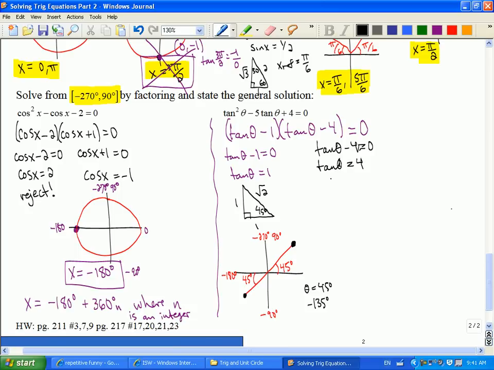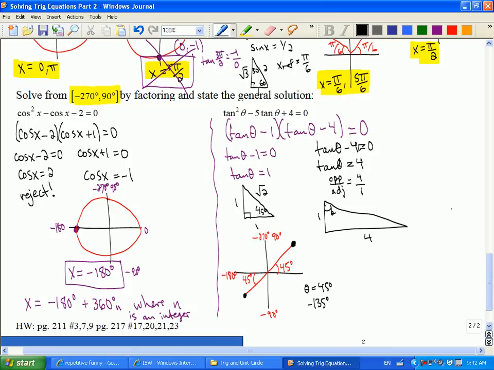So tangent is opposite over adjacent, right? Is it possible that you're looking at a triangle where the opposite side is 4 and the adjacent side is 1? Sure it is. Let's try. That fits the bill, right? That triangle does exist. Tangent's different, right? Because tangent doesn't have the hypotenuse in there, so it can be bigger than 1. That's okay. So we don't have a special triangle for this. You don't need to make a special triangle for this.